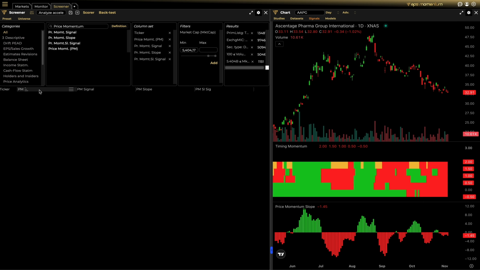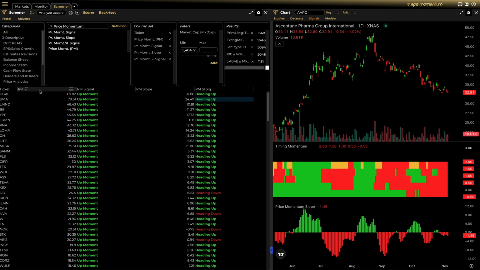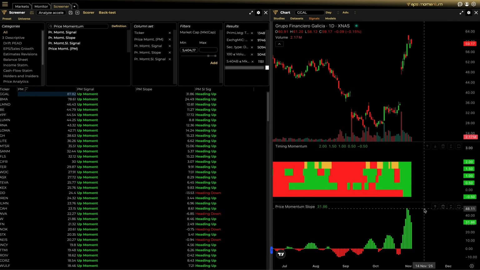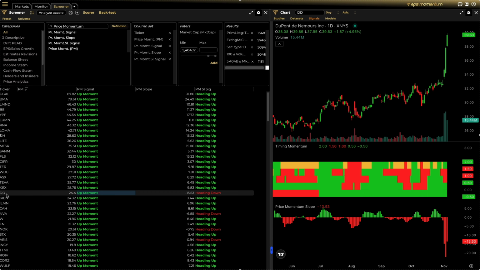Let's start by sorting by the highest price momentum values. These are the stocks moving sharply higher. Some names show strong upward momentum. For example, let's take a look at DD. It has a price momentum of 24.4, showing strong recent performance.